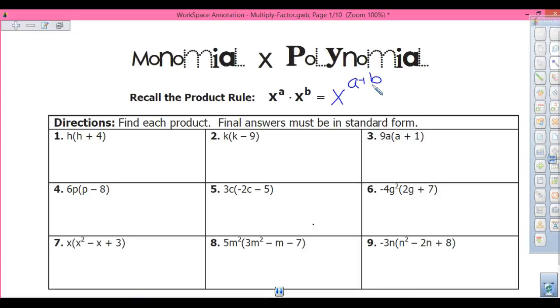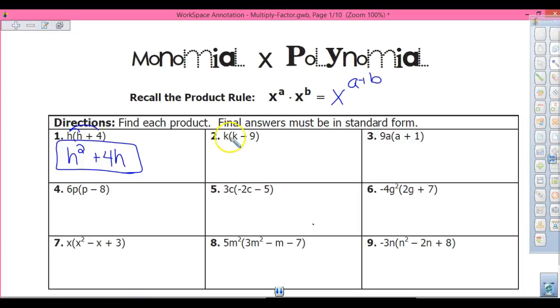Yeah, that's all we're doing is distributing all of these. Okay? So, h times h gives us h squared, plus h times 4 gives us 4h. And that is my answer, because those aren't like terms. So I can't combine those any further.